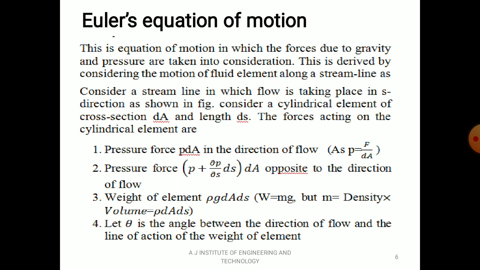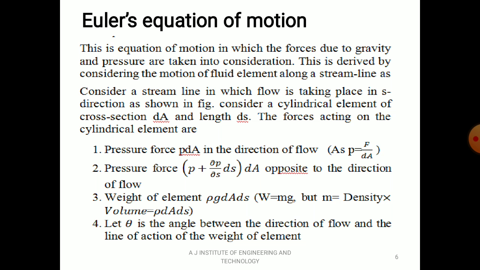So the forces acting on the cylindrical element are: pressure force P dA in the direction of flow; pressure force P plus dou P by dou S into ds dA opposite to the direction of flow, as you can see in the diagram; then the weight of the element, rho g dA ds. Because W equals mg, but m equals density into volume, where density is rho and volume is area times length, dA into ds. So rho into dA ds is the mass, and multiplied by g, that is the weight of the element.